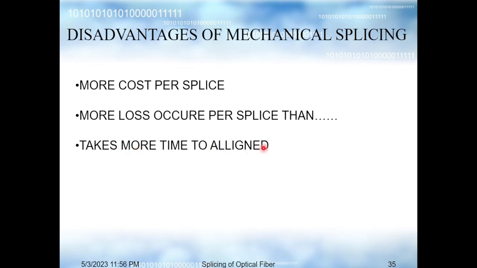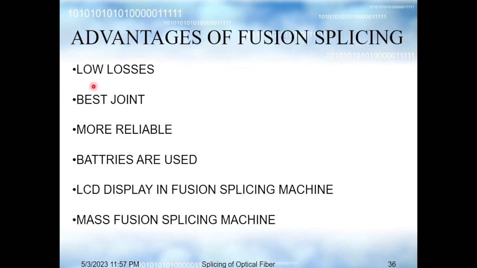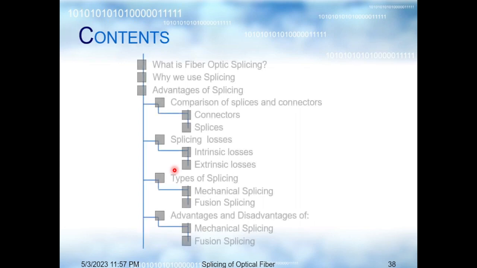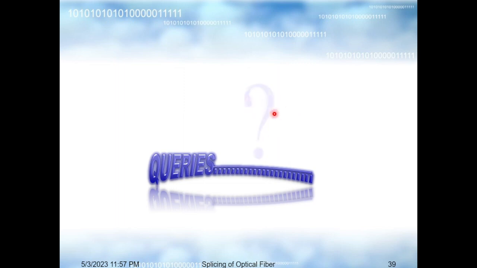Advantages of mechanical splicing: low cost equipment is used, and it is easy to align. Disadvantages of mechanical splicing: more cost per splice, more loss occurs per splice, and it takes more time to align. Advantages of fusion splicing: low losses, best joint, more reliable, batteries are used, LCD displays in the fusion splicing machine, mass fusion splicing machine. Disadvantages of fusion splicing: the splicing machine is very expensive. Installation is also difficult. Be careful when you are applying heat to the fiber.